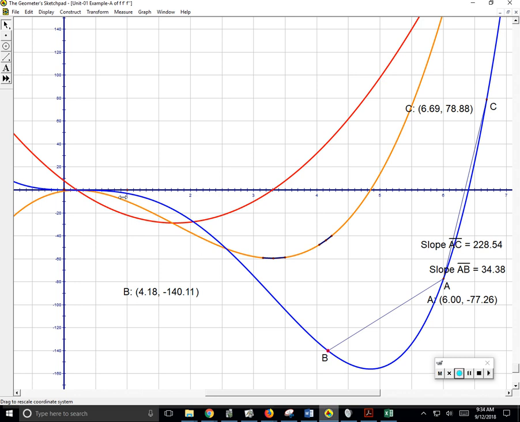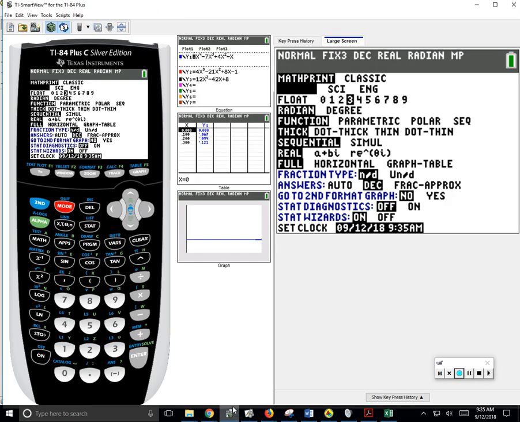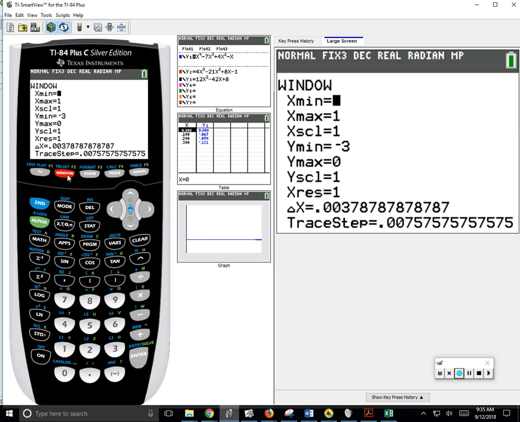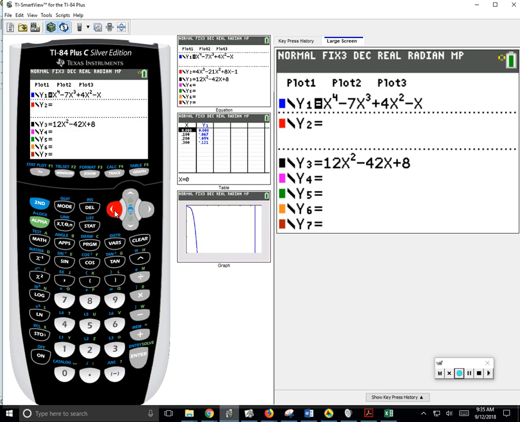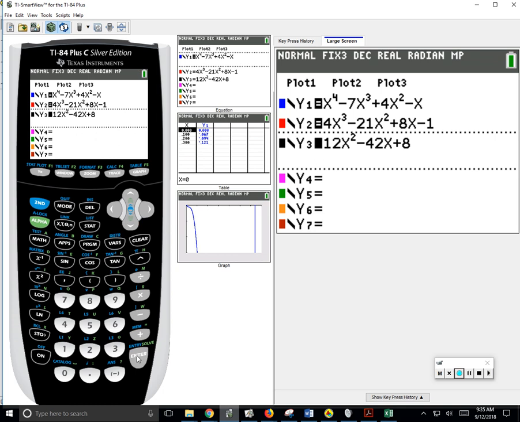So on the calculator, I can actually do the following. Let's go zoom fit here. Go to 7 now. Make sure we're all turned back on. Nope. Okay. Zoom fit.